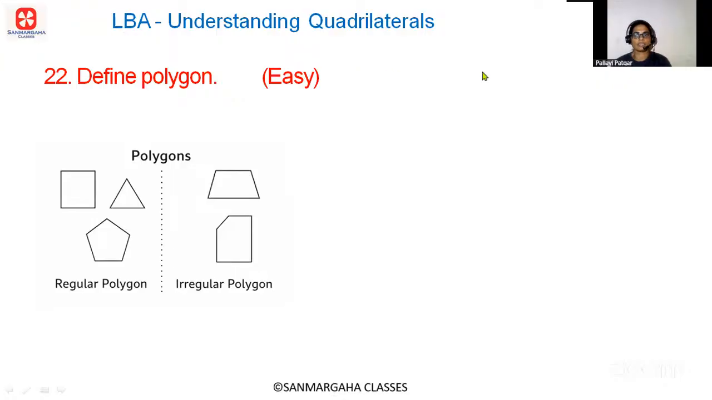Understanding Quadrilaterals. In this chapter, look at question number 22. Define polygon.